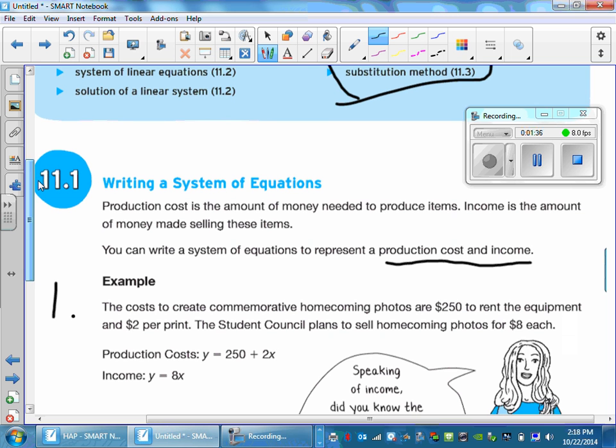Okay, your equation should look something like this. So you'll have 2 equations where y equals 8x and where y equals 250 plus 2x. So have these 2 equations written down for tomorrow.